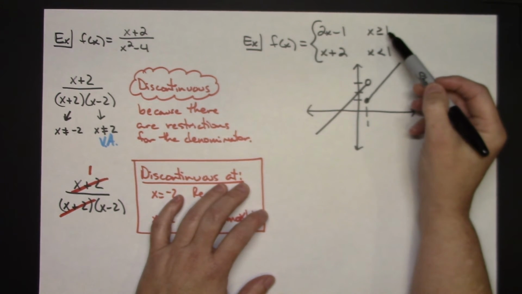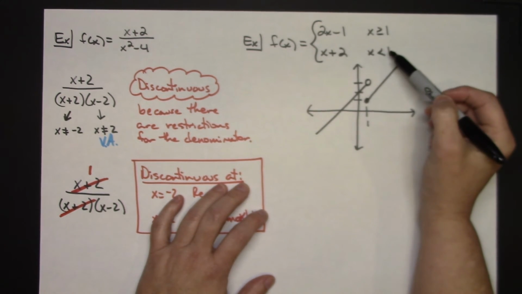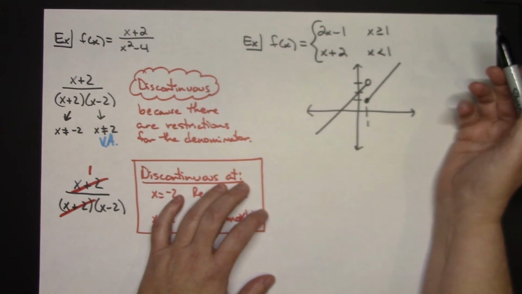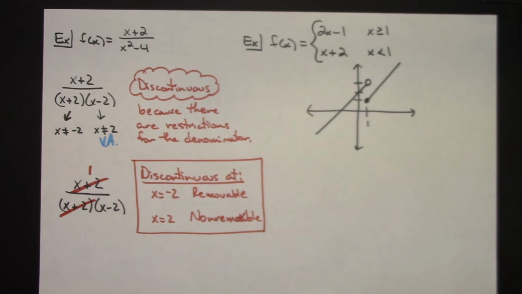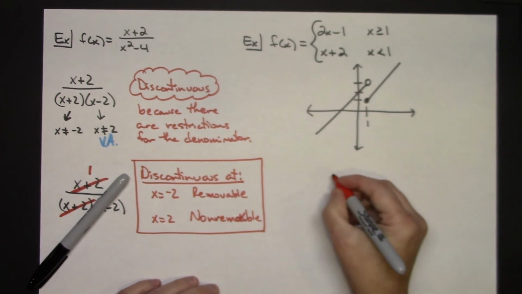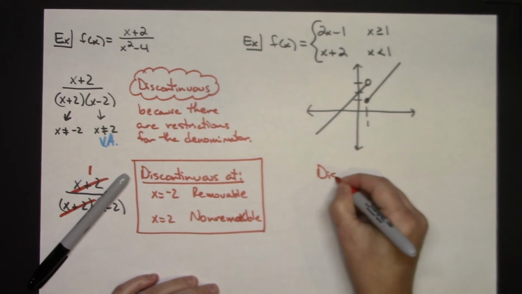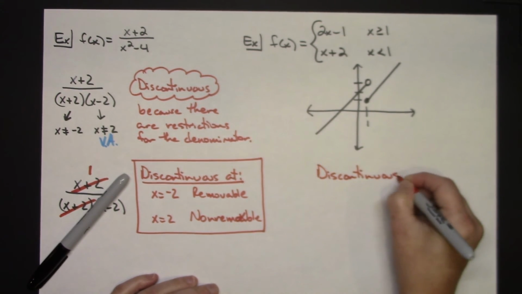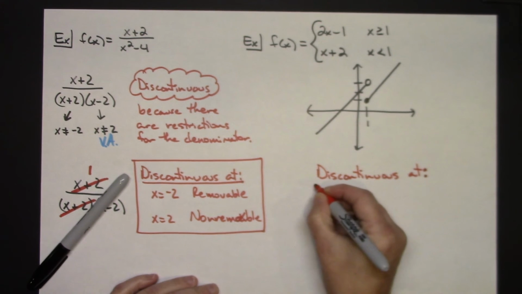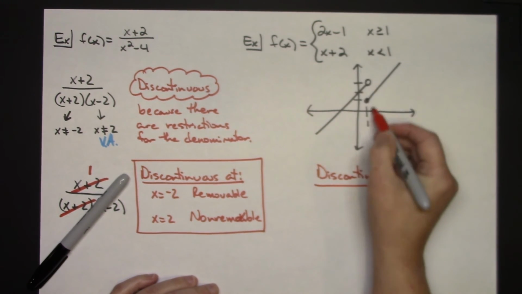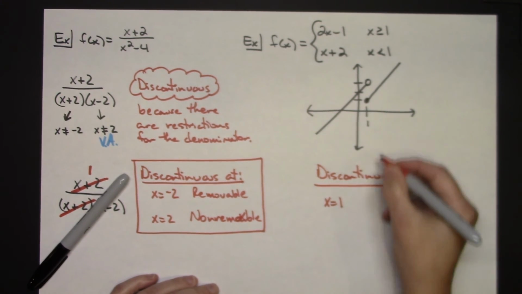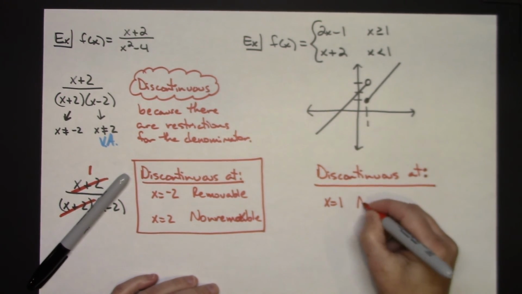It's a lot easier. I plug in 1, I get 1. I plug in 1, I get 3. I know I've got to have a jump going on there. Well, if I've got a jump, then obviously I have a discontinuity. So I could conclude here that it is discontinuous at, and we know where it's at. It's right there at 1. So x equals 1. It is non-removable because I've clearly shown that it is a jump.